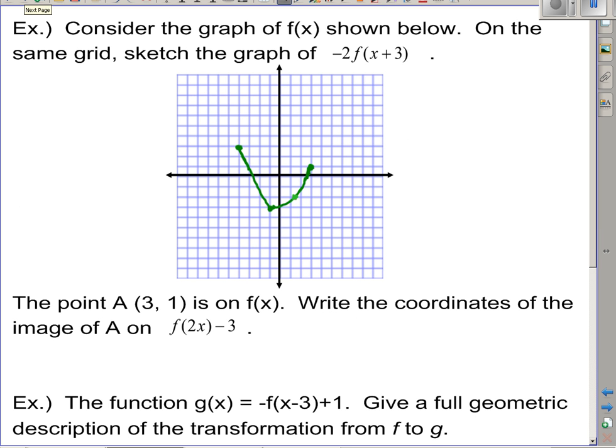Alright, so let's put this to use, these transformations. Consider the graph of f of x shown below. On the same grid, sketch the graph of -2 f of x plus 3. And there's not supposed to be any change in the color here between those points. So the ones that we know well are this one, and this one. Alright, let's see if we can describe what's happening to this graph.